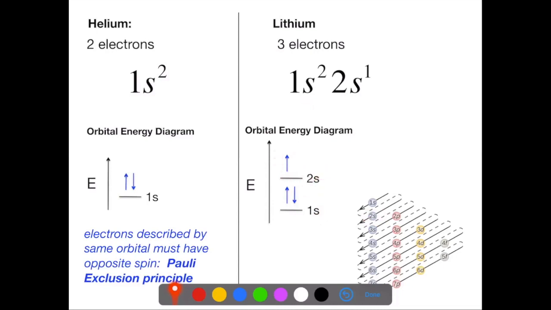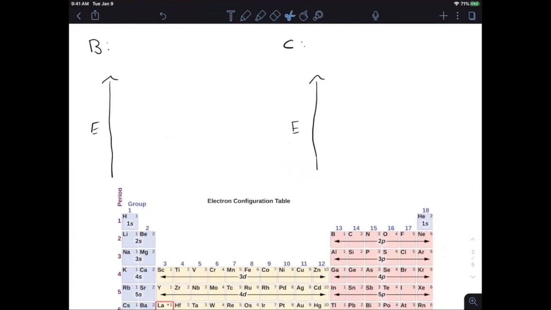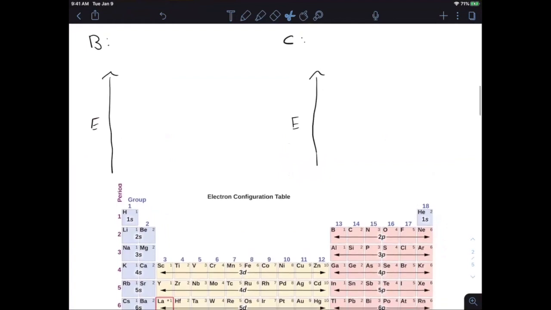We can look at a couple more examples, so let's try boron and carbon. The first thing I would have us do is find these on our periodic table. Boron and carbon are located here. Boron has 5 electrons, so we might jot that down, and carbon has 6 electrons.